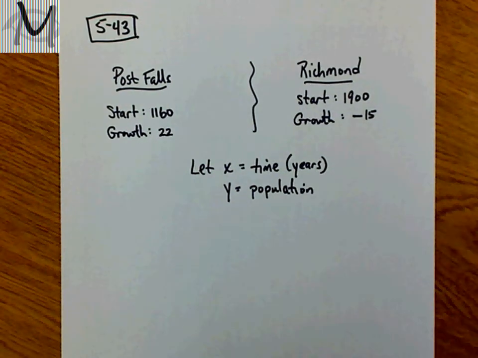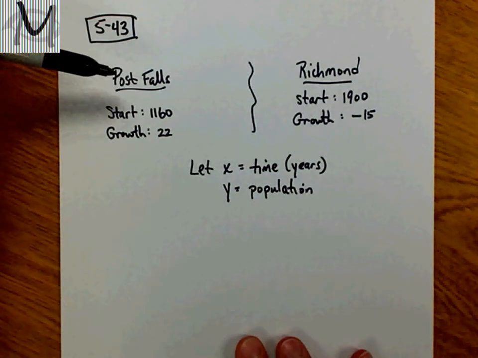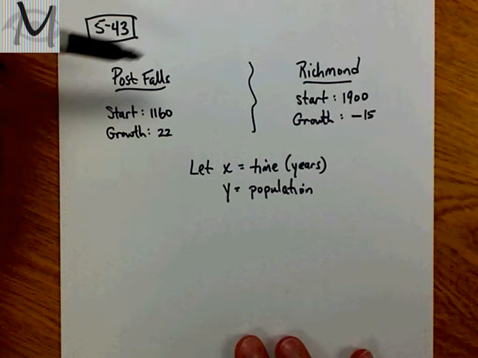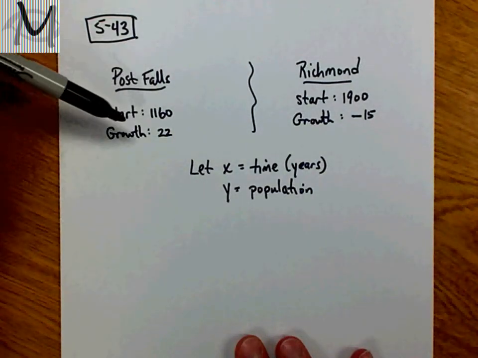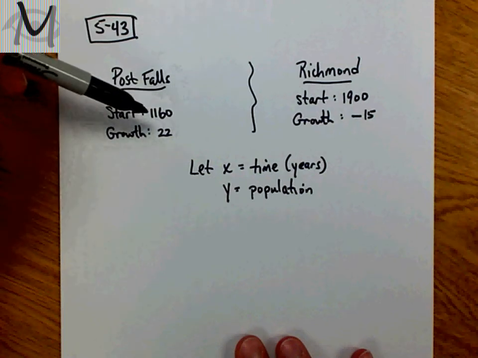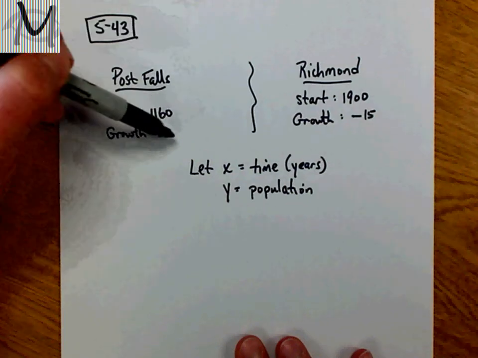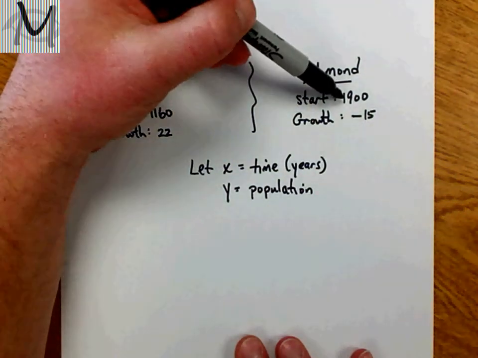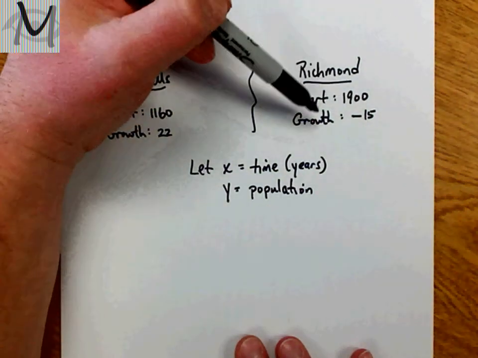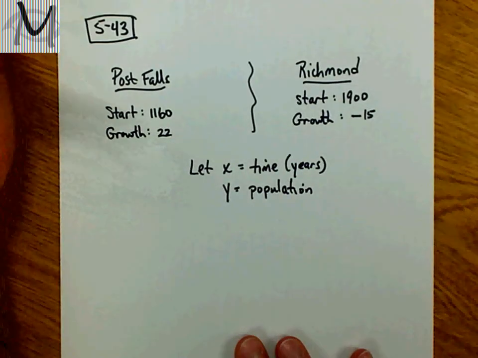Problem 43 is a new example that is very similar to the rabbit and the cat problem. Just a different story, but still the same idea. In this problem we have two high schools, Post Falls High School and Richmond High School. Post Falls currently has a student population of 1,160 and is growing by 22 students each year. Richmond has a current population of 1,900, but they are losing 15 students each year.